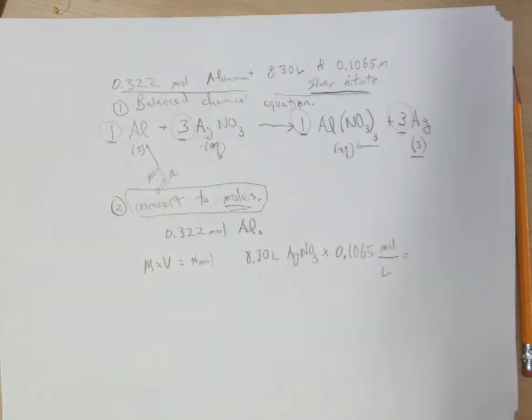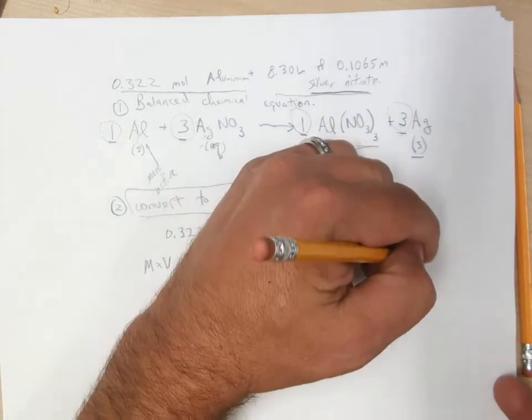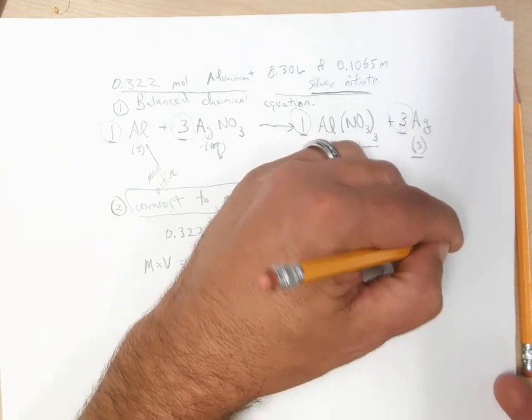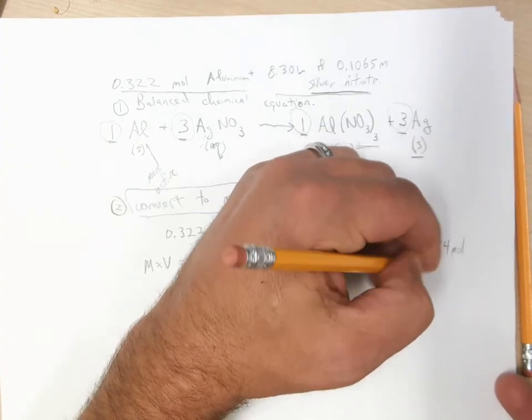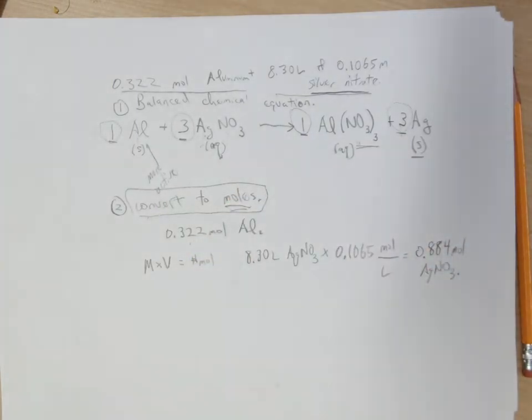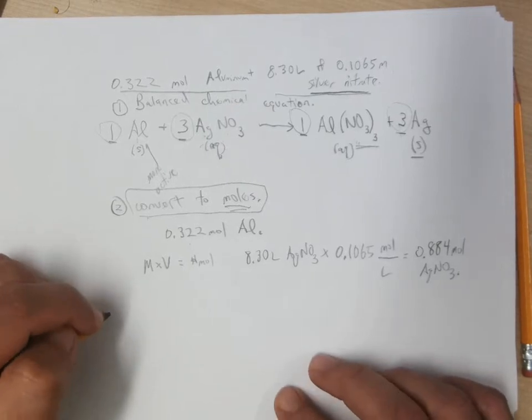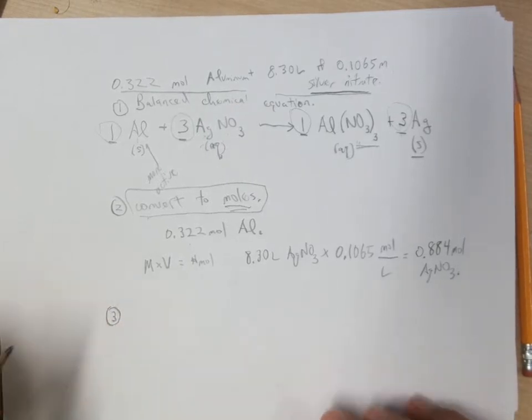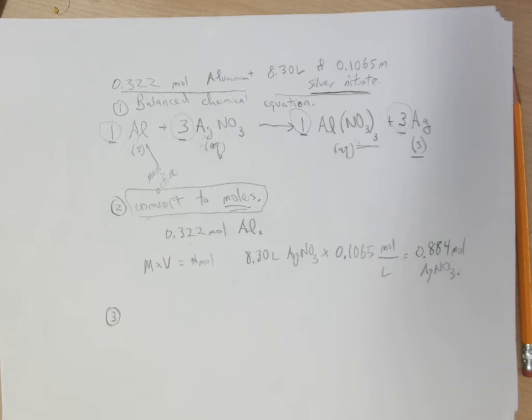Right, so 8.3 times 0.1065 gives us 0.884 moles of silver nitrate. All right, so that's the second step, convert to moles. And I did a video with sandwiches that went through these steps with something that's more familiar so you can understand these steps. If you're having trouble following what I'm doing here, you might want to watch that video and see if you see the similarities.